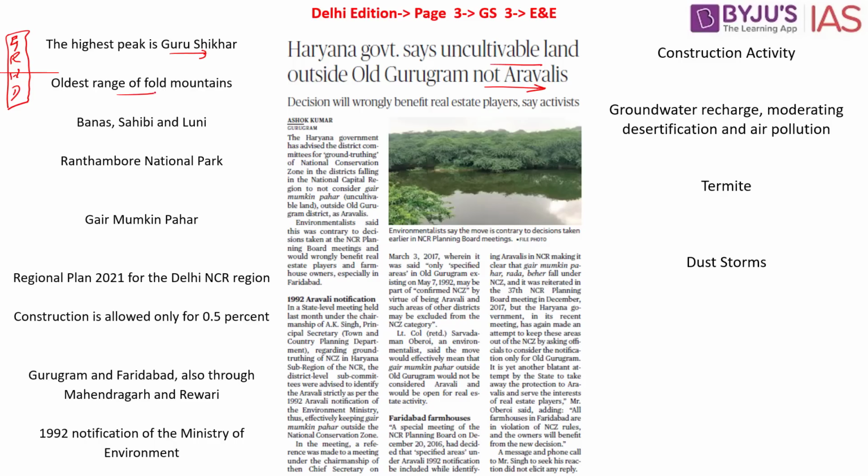It is the oldest range of fold mountains, and there are three major rivers and their tributaries which pass through the Aravali range. This includes Banas, Sahibi as well as Luni. Also remember, Ranthambore National Park, which is in Rajasthan, is also part of the Aravalli range. These are some of the important factual data with respect to the preliminary examination point of view.